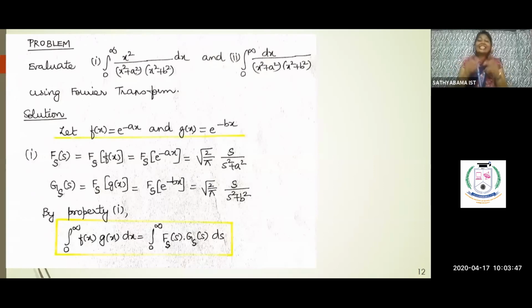And it has to strike you that you have to take the function as e power minus ax and e power minus bx and use the property. It has to strike you. That's how thorough you should be with the problem. When you look at the question, you should know. I'm only concentrating on important problems, so I want you to get really thorough with these problems.